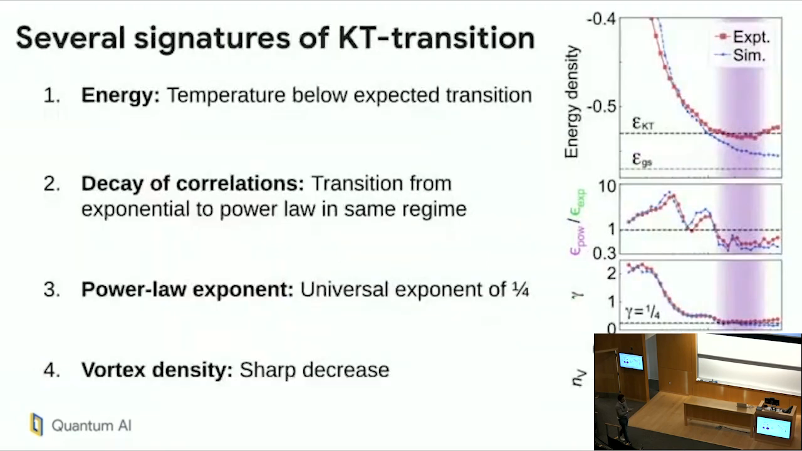To convince you further about that, let's consider now a few different signatures of the Kosterlitz-Thouless transition. Let's start with the easiest one. We want the energy to be below an expected transition energy. Indeed, I showed you that we were able to do that. Next, I mentioned that we're interested in what the decay of these correlations look like. Is it exponential? Is it power law? So let's plot the ratio of the error that we make in a power law fit versus the error that we make in an exponential fit.